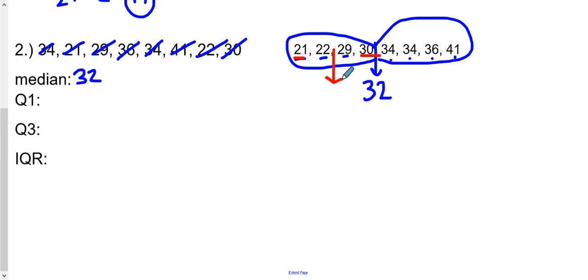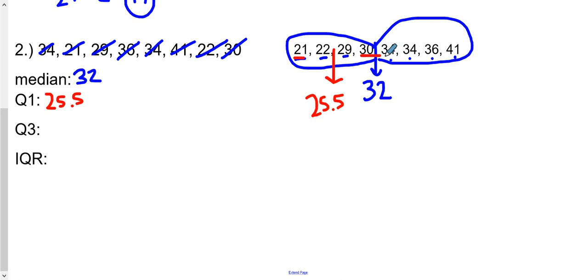So just like with the median, when I have 2 in the middle, I do 22 plus 29, and that gives me 51. And I take my 51 and I divide it by 2, and that gives me 25 and a half. Okay, so 25 and 5/10. That is my Q1. 25 and 5/10.